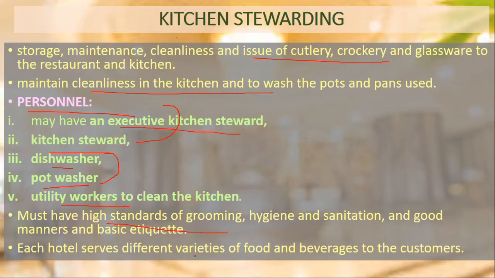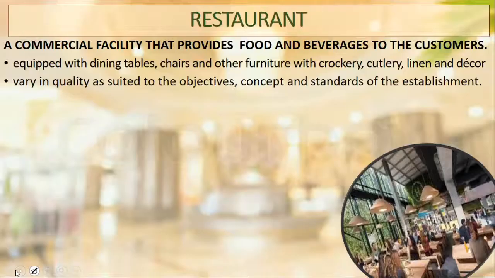Each hotel serves different varieties of foods and beverages to the customers and it is all maintained by the kitchen staff. Now, what is a restaurant? A commercial facility that provides food and beverages to the customer. Okay, you have made the food in the kitchen. Kitchen stewards have taken care of the crockery. Finally, the food and the crockery has to reach the restaurant.